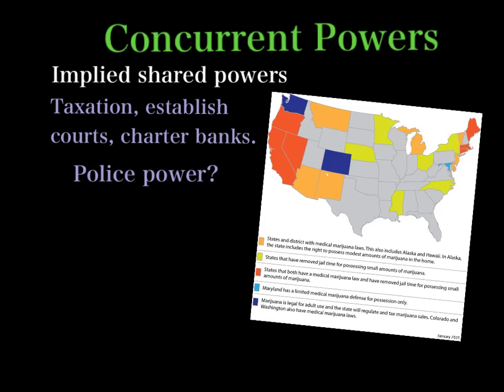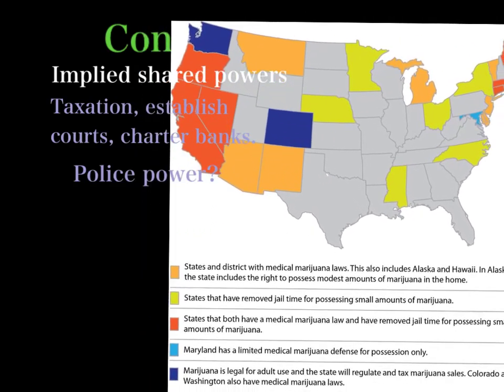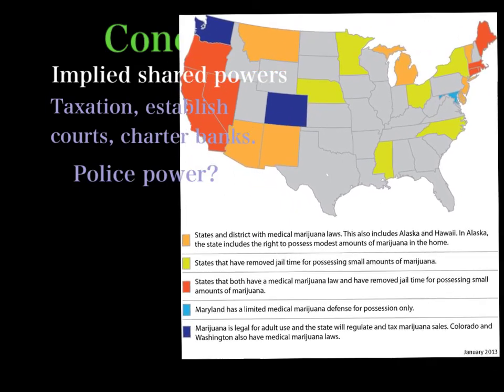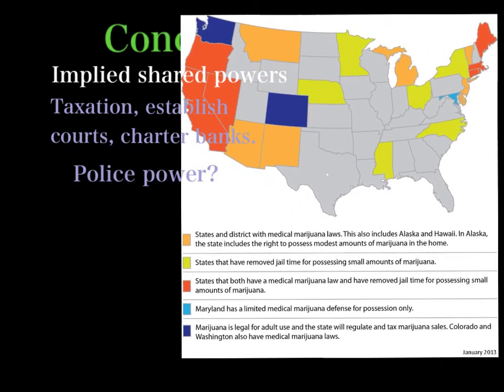There's been a question in recent years about the police power. Is it a concurrent or shared power? If we take a look at this map, it shows us legislation in reference to the use of marijuana in each state across the nation. In looking at this map, the ones that have become increasingly problematic in the last year are the ones in dark blue.